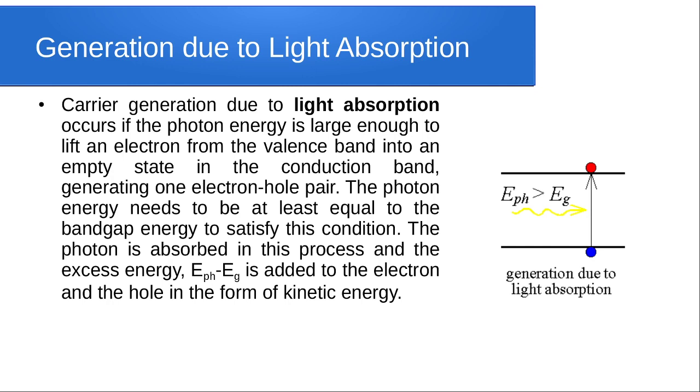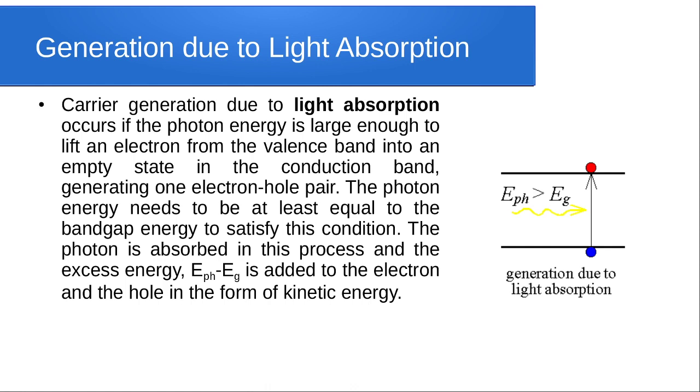Carrier generation due to light absorption occurs if the photon energy is large enough to help the electron move from the valence band to empty states in the conduction band, thereby generating one electron hole pair. Please keep in mind this new terminology or new phrase, which is the electron hole pair.